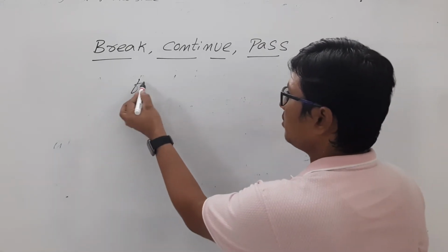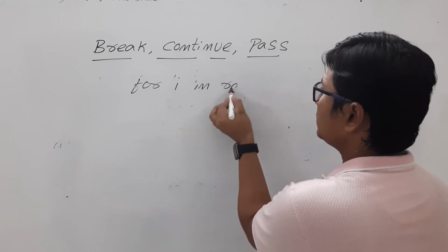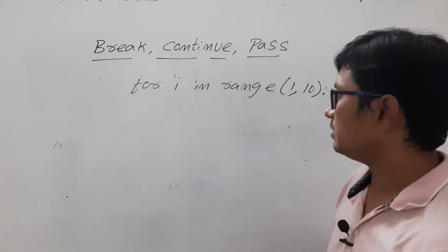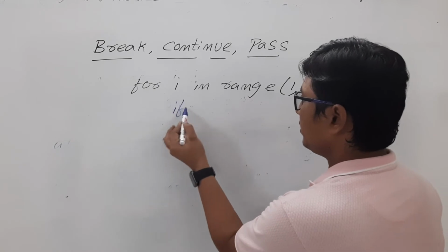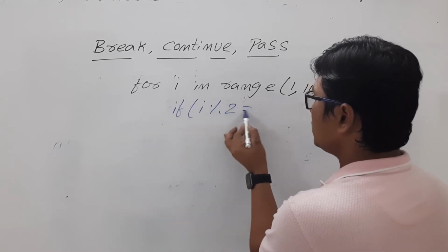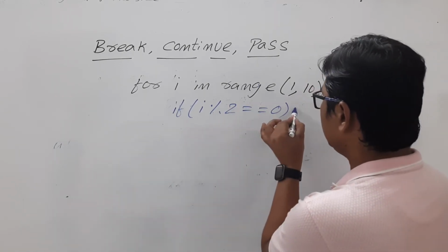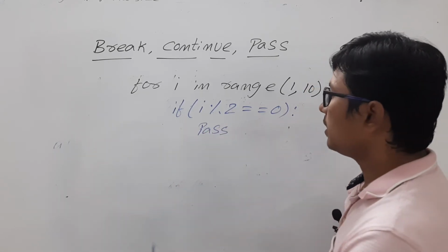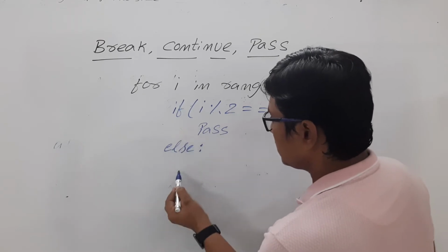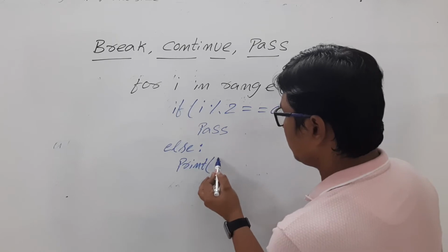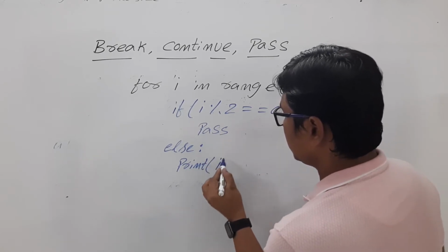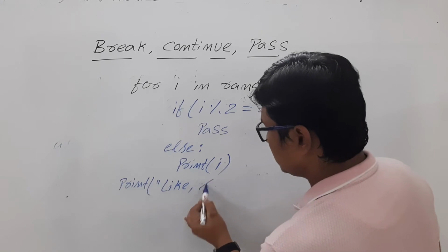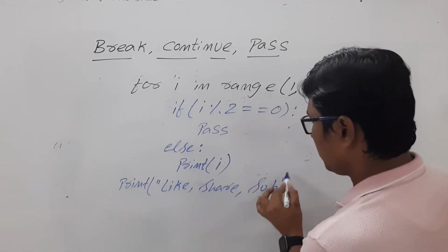Now, for i in range 1 comma 10, so it will start from 1 and go up to 9. Now I am writing if i modulus 2 is equal to 0, I am writing pass. Are you able to understand it? Is it clear? Else, I want to print the i value. Let me write print(i). Then I am printing like, share, subscribe. Is it clear?